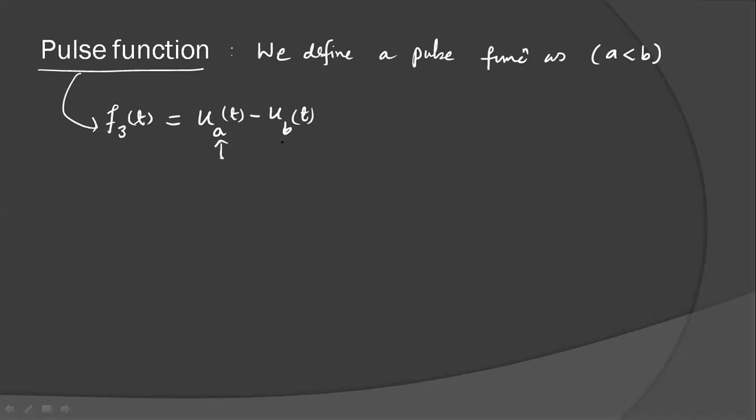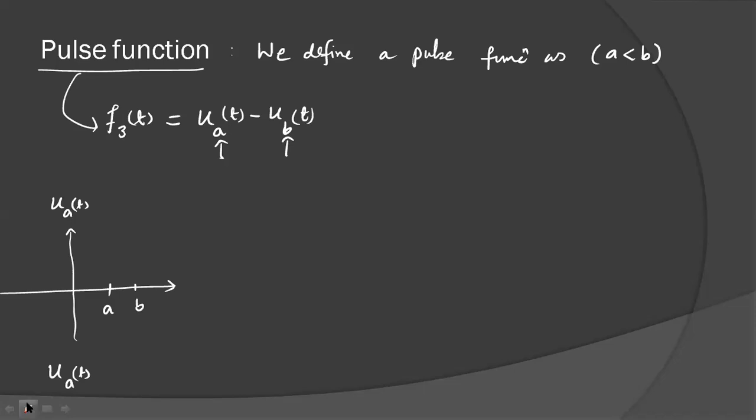A is a point of discontinuity and b is another point of discontinuity. I am taking a less than b. So what will be the definition of the pulse function? Let's see the graph of u_a(t) and u_b(t), then we will subtract. I am drawing the graph of u_a(t) here. So t equal to a is a point of discontinuity here. This is your u_a(t). A is less than b, obviously b will be here.